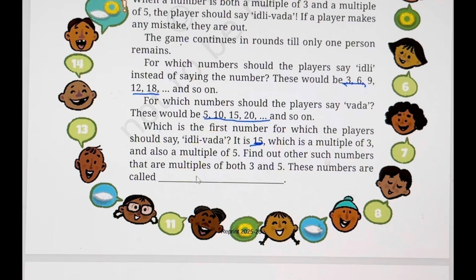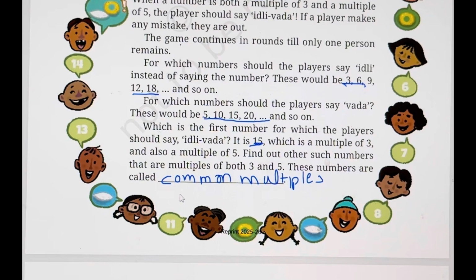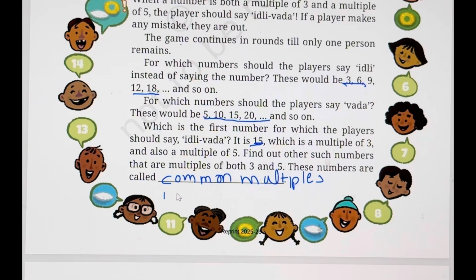These numbers are called common multiples. They have also asked to find other such numbers. The first number was 15. The next common multiple you will get by saying the table of 15. So 15 2s are 30, 15 3s are 45, 15 4s are 60. Like that you can get the others. Once you get the first common multiple, it is easy to find out the other common multiples.